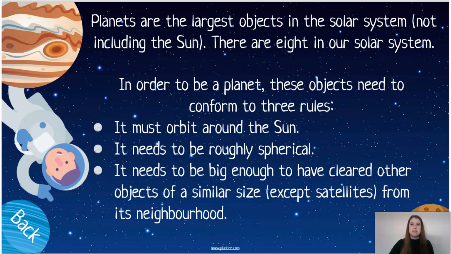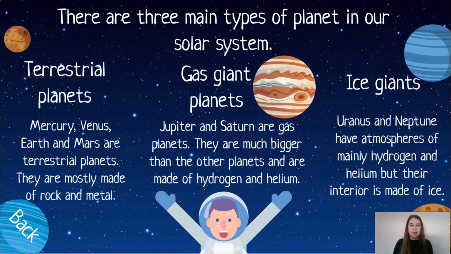Now, going back to when we said that Pluto was kicked off the planet list and became a dwarf planet, it didn't conform, so it didn't fit with the rules that are specified to be a planet. So here are the rules. It must orbit around the sun. It needs to be roughly spherical. We know spherical means round, like a sphere. And it needs to be big enough to have cleared other objects of a similar size. For example, satellites. It needs to be able to go past them. Obviously, that's one of the reasons why Pluto wasn't accepted, because it wasn't able to clear other objects that were of a similar size to it. So those are the 3 rules for it to be confirmed as a planet.